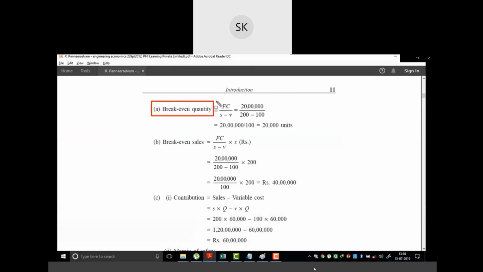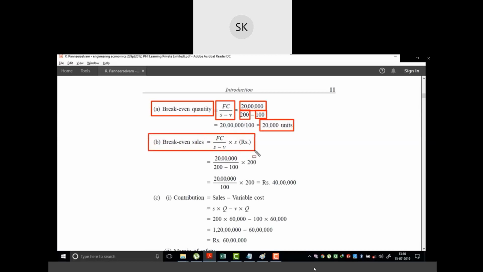So break-even quantity can be defined as the fixed cost divided by the selling price per unit minus the variable cost per unit. So the fixed cost is 20 lakhs, selling price is equal to 200 and the variable cost is rupees 100. So FC upon S minus V is equal to 20 lakhs upon 200 minus 100, so that is 100. So break-even quantity is equal to 20 lakhs upon 100, which is equal to 20,000 units. So that is the first parameter, the break-even quantity is equal to 20,000 units.